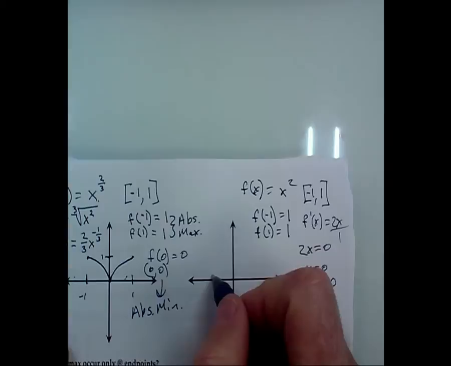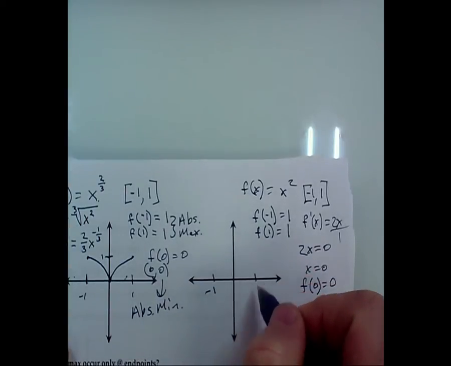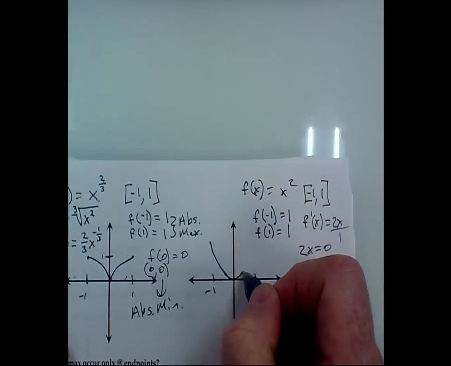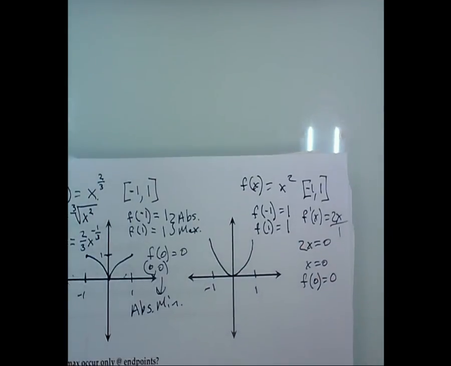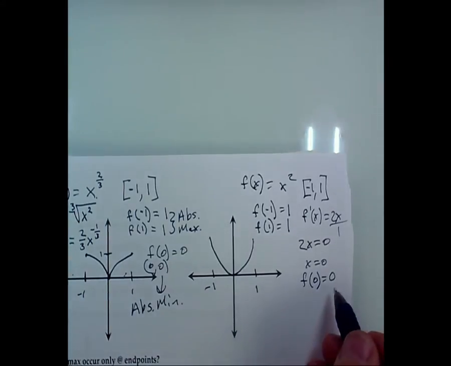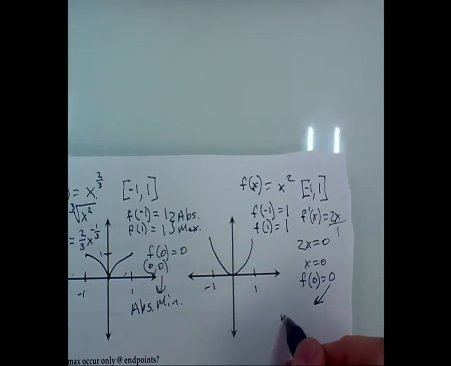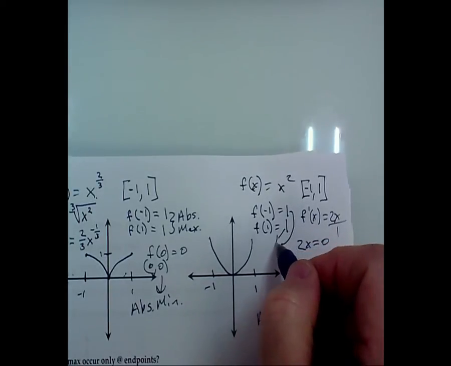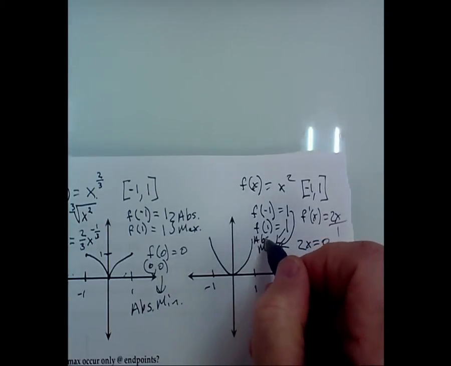In other words, here's -1, here's +1. This graph looks like this, doesn't it? So this is the min, absolutely. And these two are the max, absolutely.